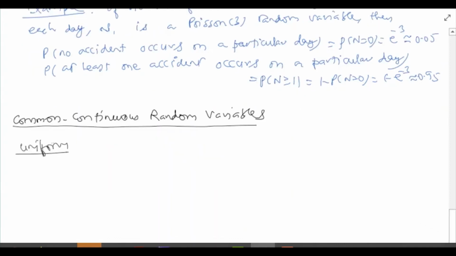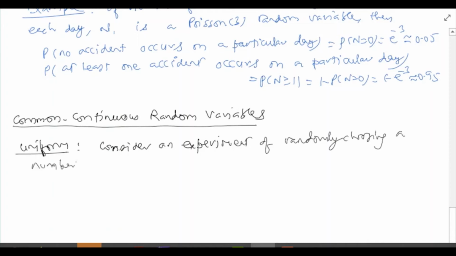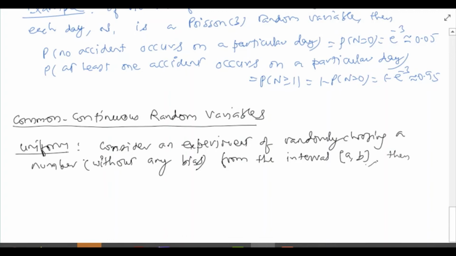To understand continuous uniform random variables, let us consider an experiment of randomly choosing a number, again randomly means without any bias, from the interval AB, here B is greater than A. Then the chosen number has a continuous uniform distribution.